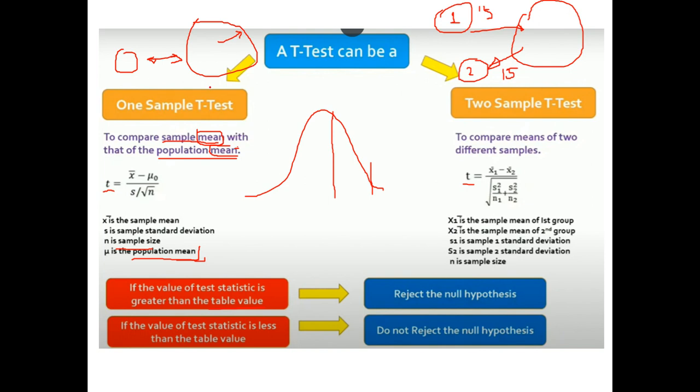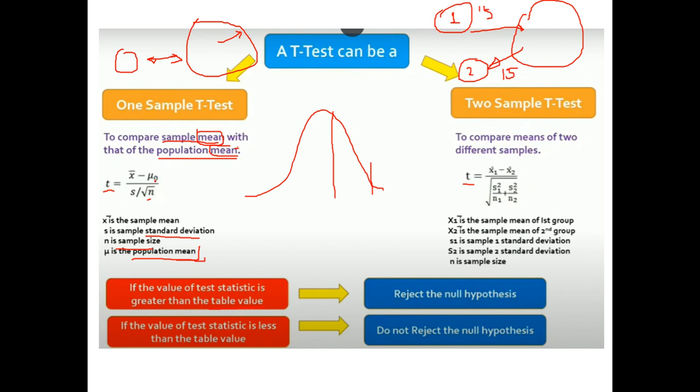Then you have this mean, and you will be given the sample, all the marks. Suppose you will calculate x bar, that is the sum of the marks divided by the number of students. Sample size you will also get, and s, the sample standard deviation, you will calculate by yourself. Then you have all these values, so t will be calculated because n is there, mu naught is there, which is the population mean.